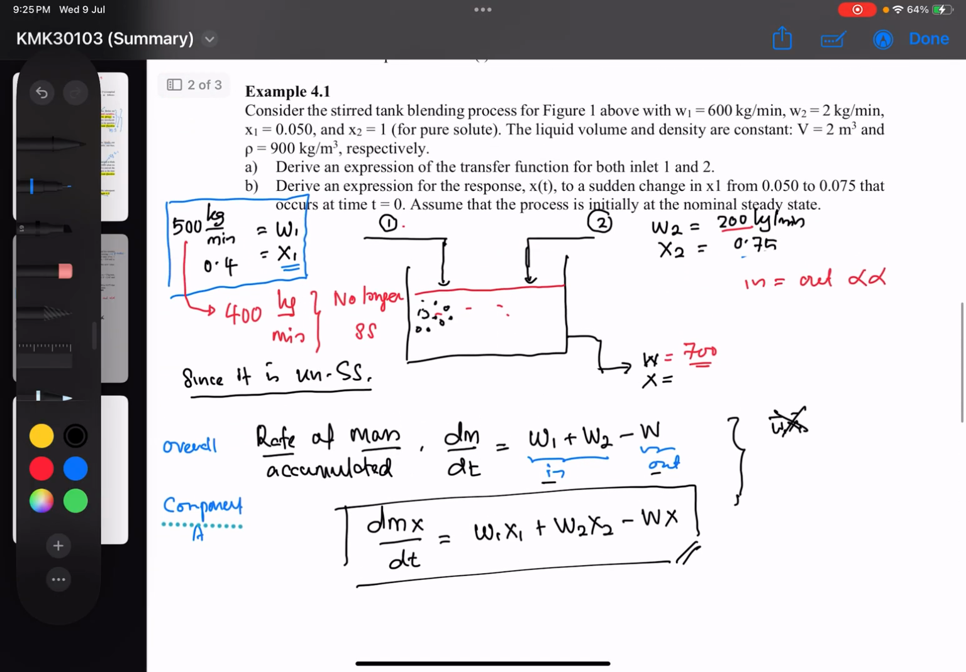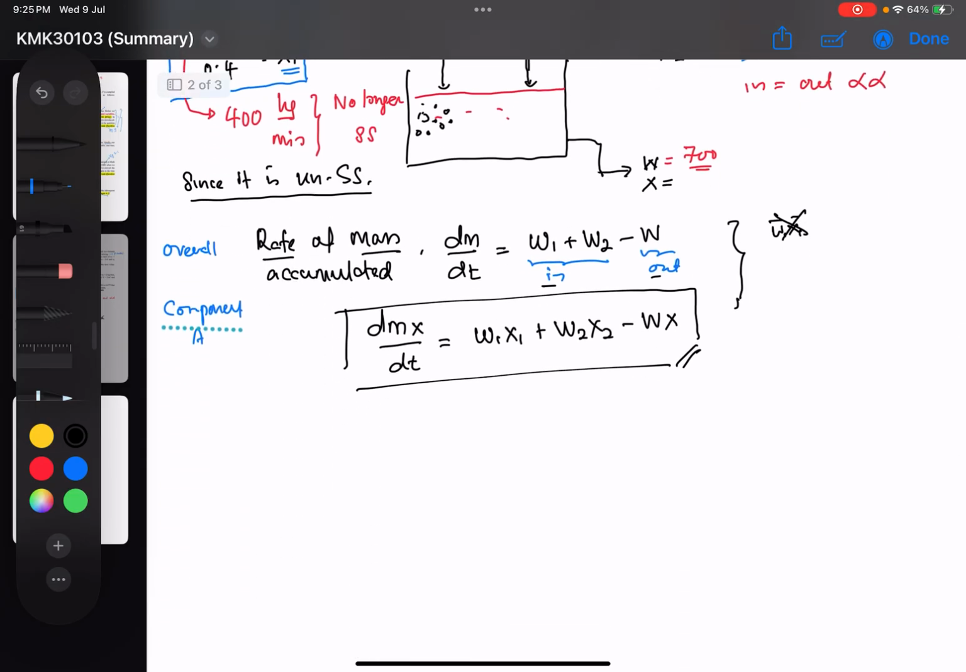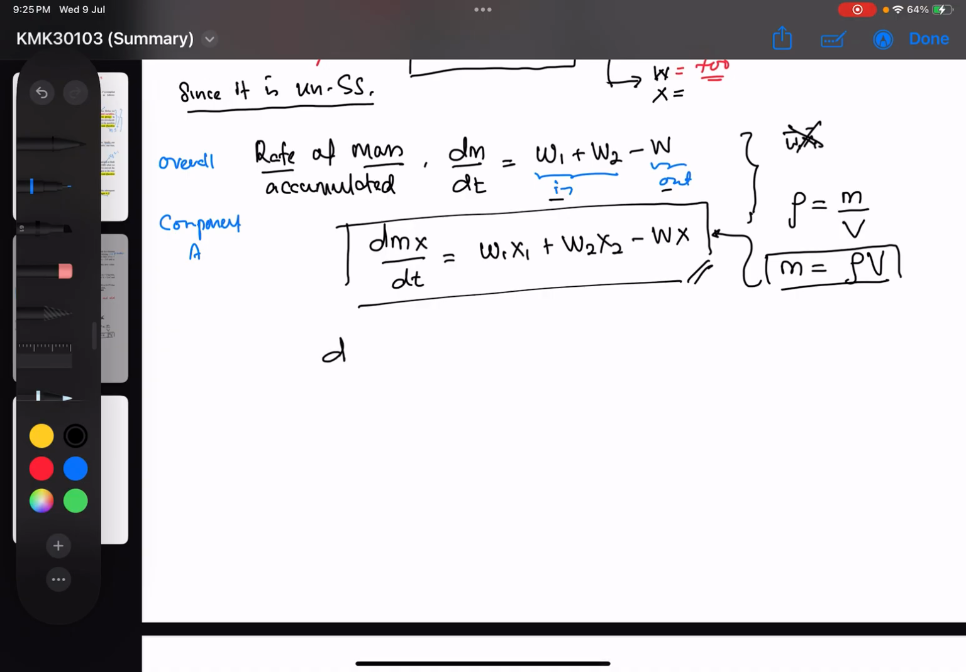Also, notice that the question does not mention the mass at all, but it does mention the density. Therefore, I need to use whatever information is given. From fluid mechanics, density equals mass divided by volume. Rearranging, mass equals density multiplied by volume. I can substitute this into my new equation, so I end up with the rate of change of rho multiplied by V multiplied by x, divided by dt, equals W1 x1 plus W2 x2 minus W x.